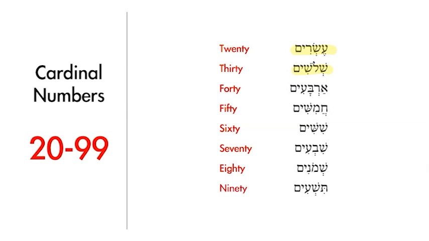So let's read the remaining numbers together. After shloshim, there's arba'im, chamishim, shishim, shiv'im, shemonim, and tish'im. Those are 20 and 30 and 40 and 50 and 60 and 70 and 80 and 90. If you memorized the cardinal numbers 1 through 10 at the beginning, then these are simply the masculine plural forms of those cardinal numbers to indicate 20 through 90.